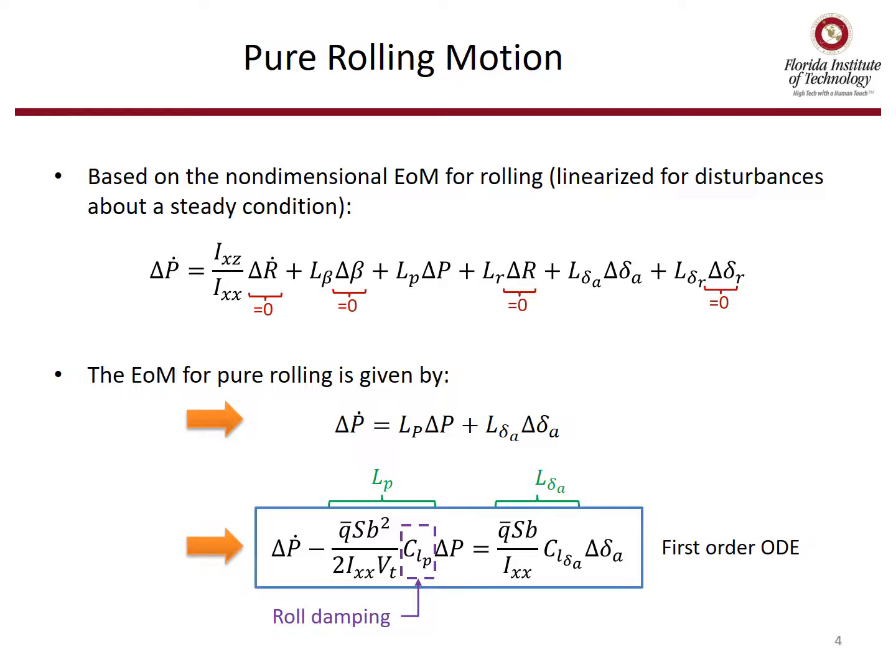Let's look at the equation of motion for rolling. The change in roll rate P is a function of all the parameters listed, but we can assume 4 of those are approximately 0 and simplify the equation of motion for pure rolling to the one in the middle of the page. We can then also use non-dimensional derivatives and break out a roll damping coefficient CLP, but notice that this is basically a first-order differential equation.